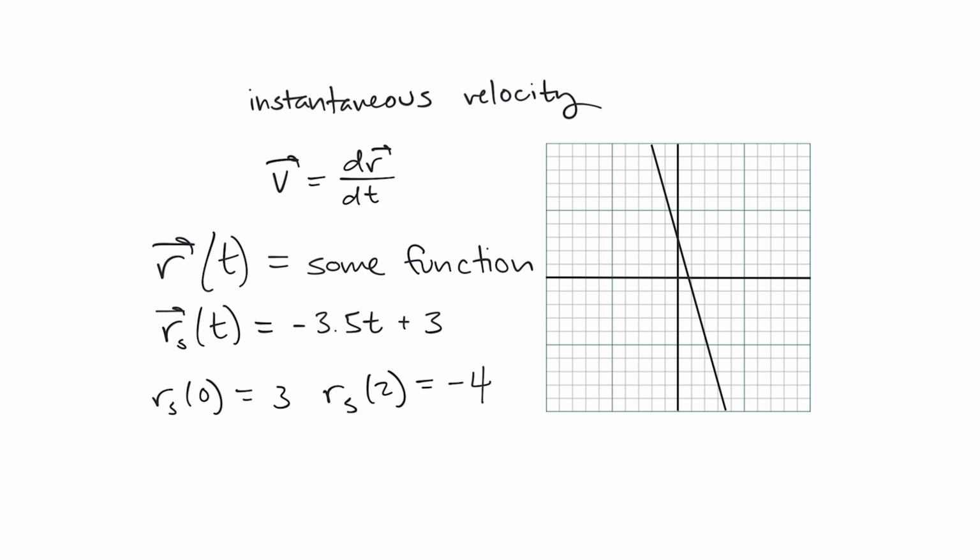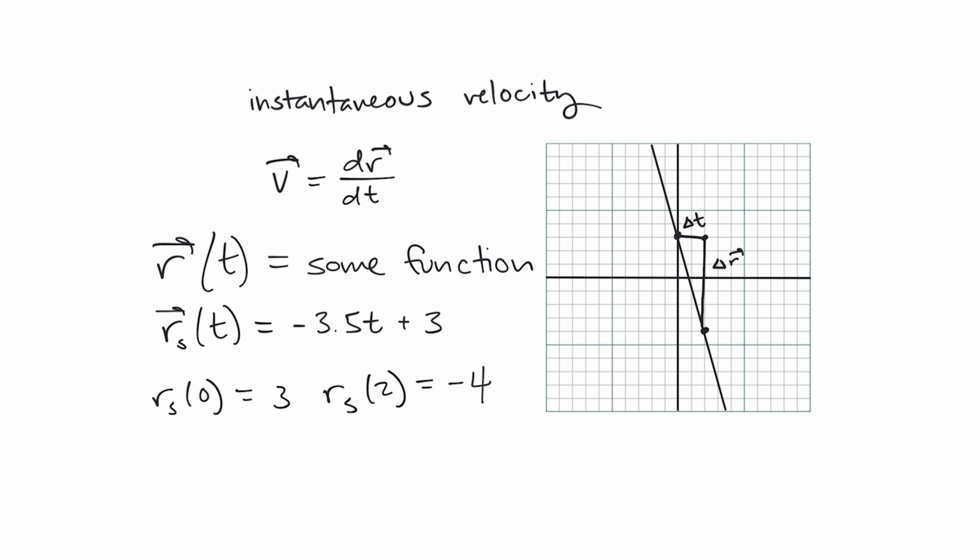So you can see here on the graph, we've got that position function graphed. It starts at 3. At 2 seconds, it's at negative 4. And you should remember from your previous physics class that the slope of a graph is equal to its velocity. So you can see that by looking at rise over run. The rise here is your delta r, and your run is your change in time. Change in position divided by change in time is equal to slope, which here is equal to velocity.